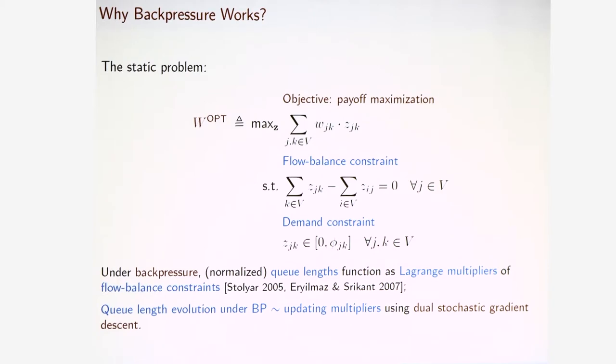And there are many examples where no optimal dual variable lies in the probability simplex. Each ZJK is bounded between 0 and phi JK. But these are just the rates, right? Just the rates, not the Qs.